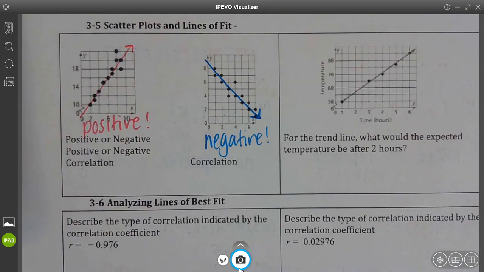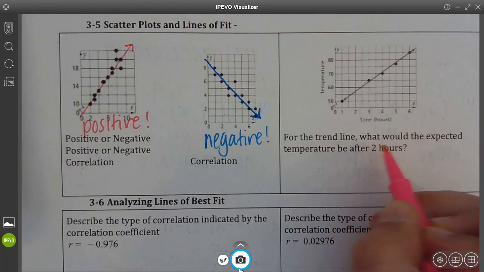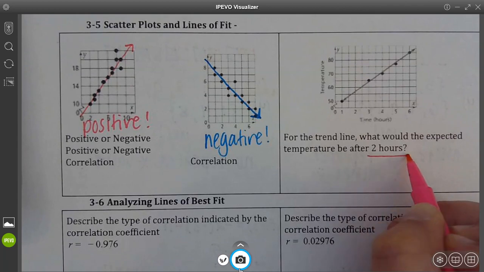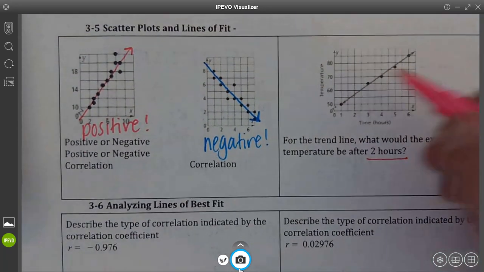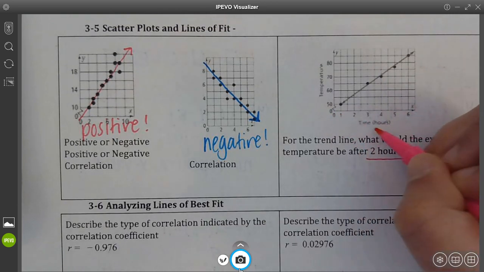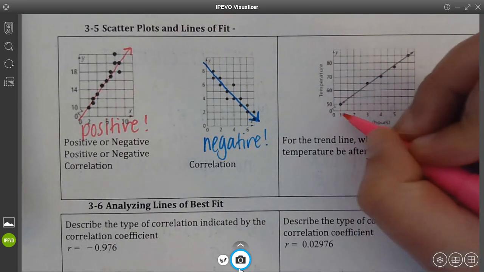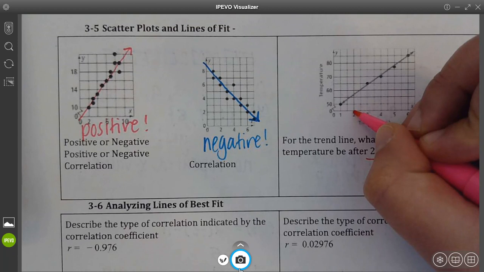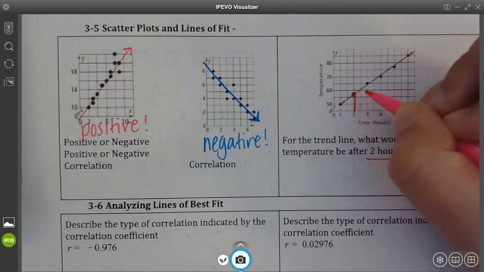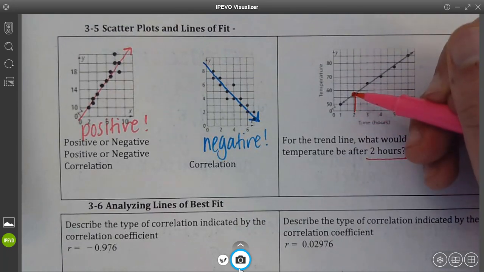Another thing we want to be able to do is interpret a problem based on a line of best fit. So this says, for the trend line, what would the expected temperature be after 2 hours? So I've got to find my line, or use my line, and find when my time would be 2. So I'm going to go over here, and I'm going to trace my pencil up till my 2 value reaches my line.